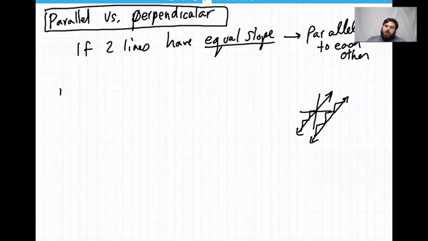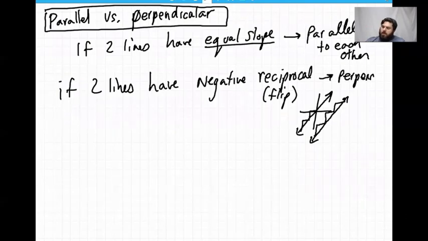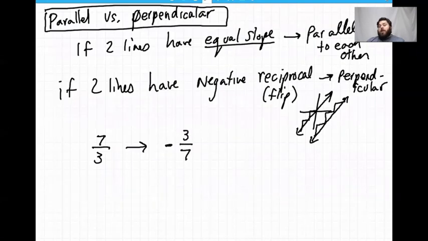Now, perpendicular is a little bit weird. If two lines have what we call negative reciprocal slopes, and what that really means is the fraction flipped upside down, negative reciprocal lines are perpendicular. Okay, so I'll look at an example here. 7/3. If one line has slope 7/3, it would need another line to have slope -3/7 to be perpendicular to it. Okay, opposite sign, one positive, one negative, and it's flipped upside down.